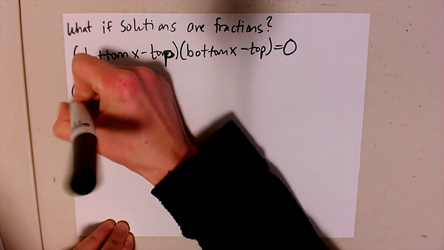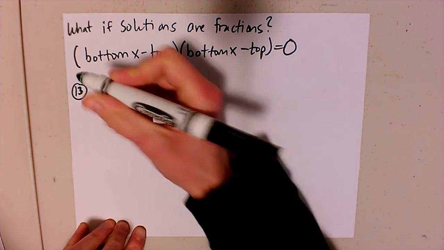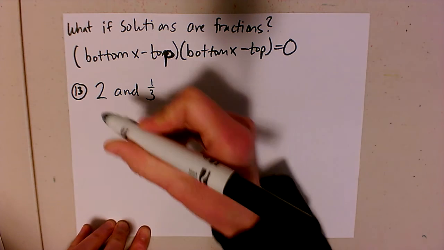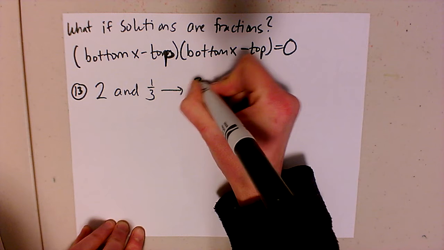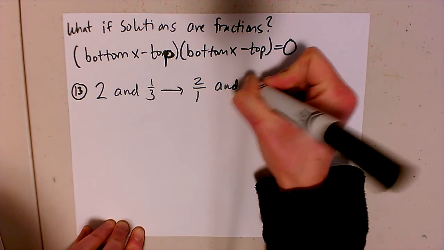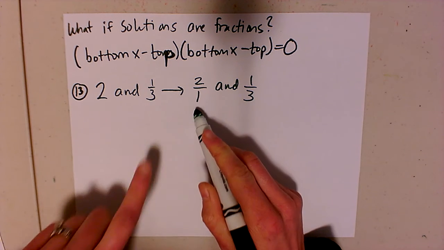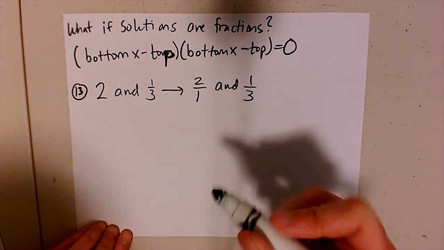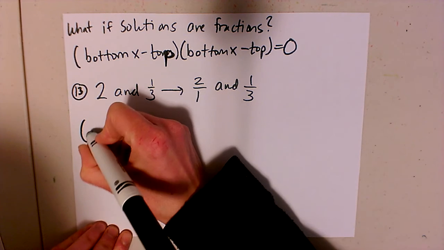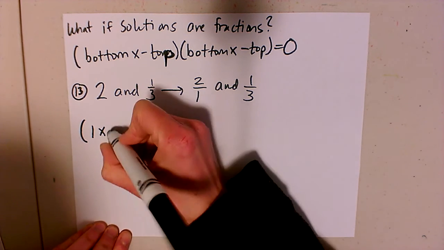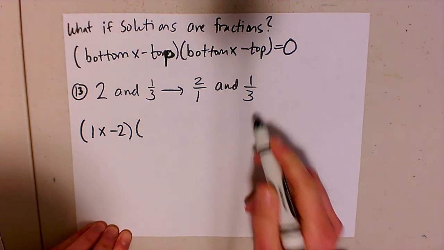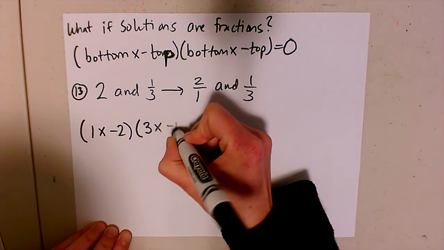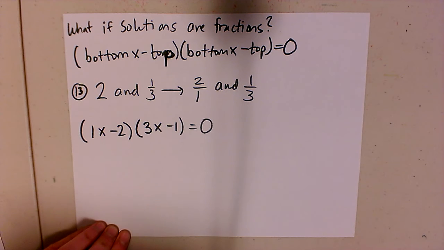So let's see. An example that we could do with some fractions, if we look at your classwork, let's jump to number 13. For 13, they give us 2 and 1/3. Let's think about this whole thing as 2 over 1 and 1/3. Then the 2 over 1, when we plug that into this set of parentheses here, my bottom is just a 1, so I'll have 1x minus my top, which is 2. Okay, and then my 1/3, I'll plug that in. My bottom here is 3, and then my top is 1, and then the whole thing equals 0.